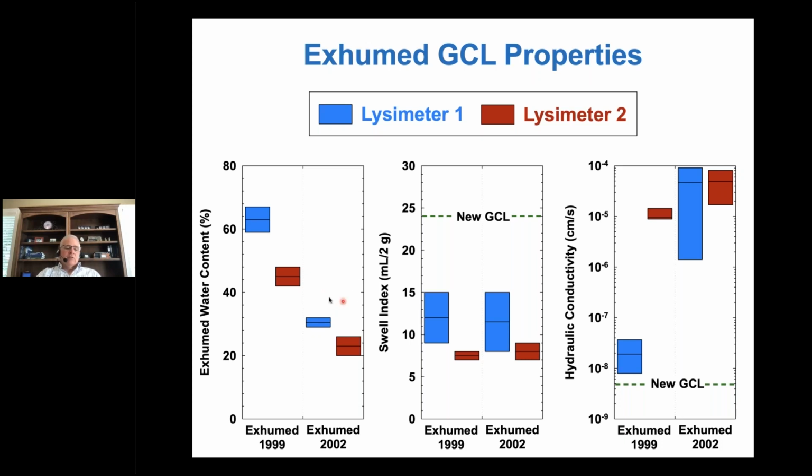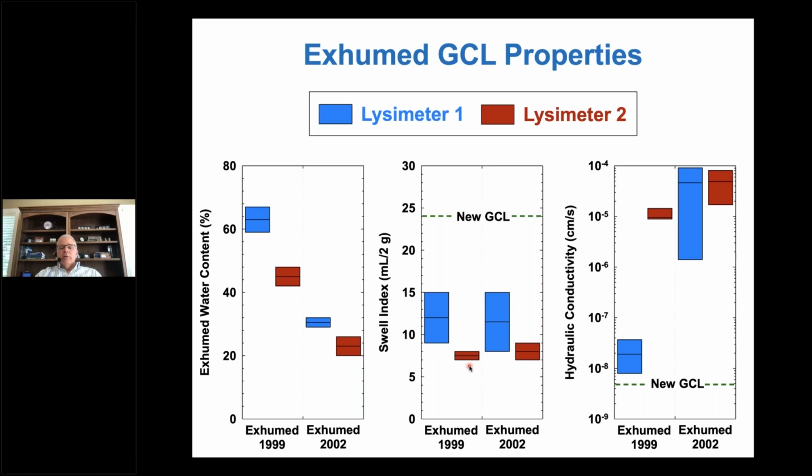And in fact, in 2002, when an exhumation was conducted, water content was on the order of 20 to 30%. That's really dry bentonite. We look at those bentonites in the swell index, and we see that the swell index is really low too, right? Lysimeter 1, somewhere between about 8 and 15. So 15 is that threshold we talked about. 8 is like a calcium bentonite, right? So wow, low swell indices.